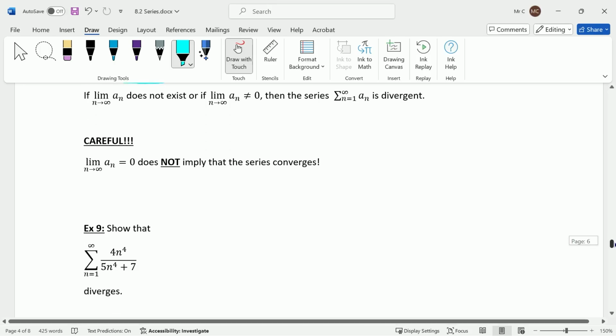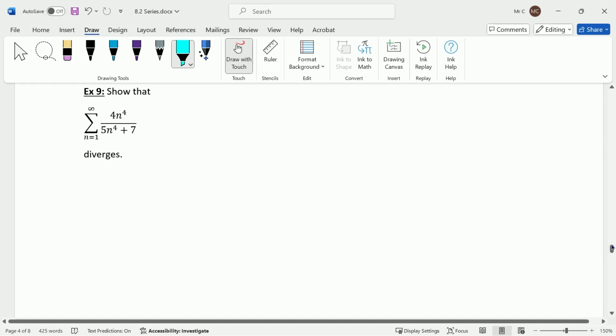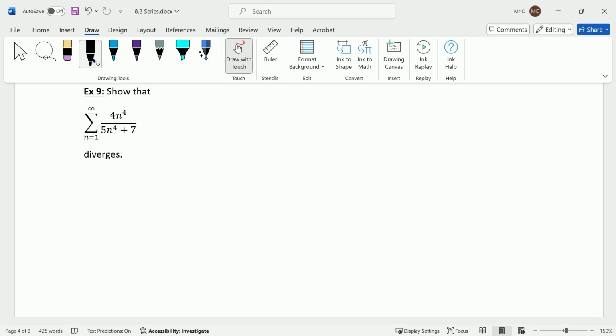Okay. Let's go ahead and take a look at example 9. Show that the series from n equals 1 to infinity of 4 times n to the 4th over 5n to the 4th plus 7 diverges. So what I'm going to do is take a look at the limit of the terms a sub n. So here I'm looking at the limit of 4n to the 4th over 5n to the 4th plus 7.